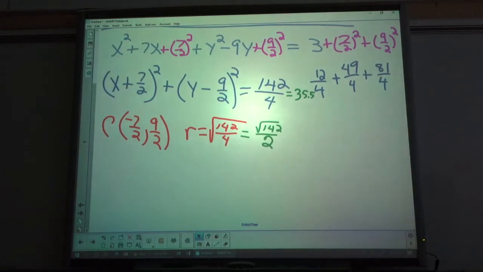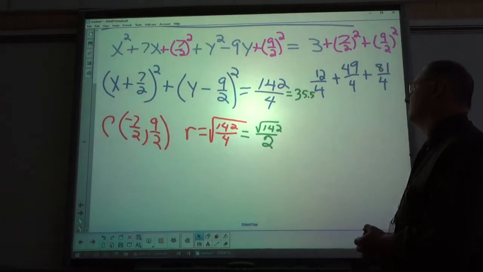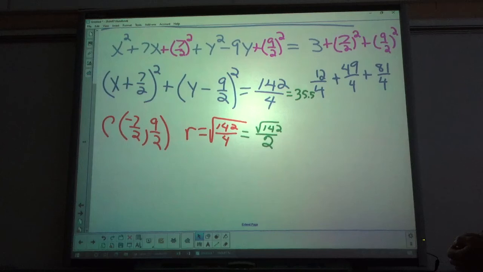Okay. 142 divided by 2, that only gives me 71. And I think that's a prime number, and it certainly isn't something that has a factor that is a perfect square. So we're just going to leave our radius like that. It could be the square root of 35.5, but that's the same as this, and this is the most precise way of writing it, so we're going to leave it like that. And there is your center and your radius. Not so pretty, but it certainly is an answer.